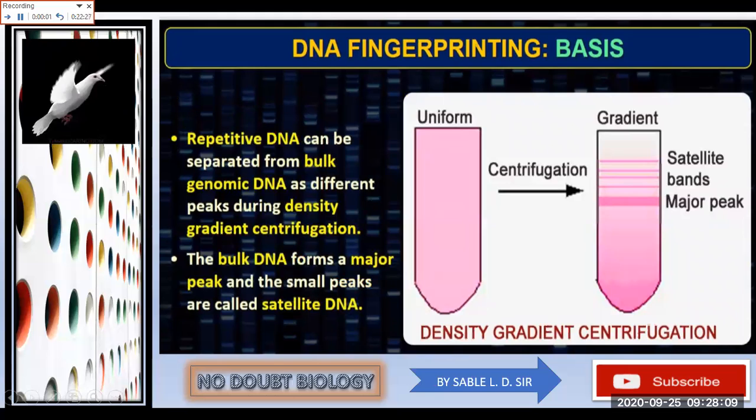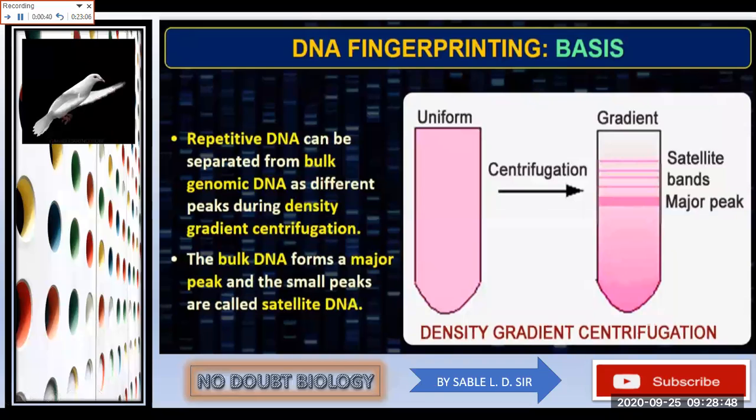The basis of DNA fingerprinting: what is the criteria? What is the base for DNA fingerprinting? There is repetitive DNA, which can be separated from the bulk. The repeated characters first have to be separated from the DNA. One method for this is called density gradient centrifugation. That method is called density gradient centrifugation.